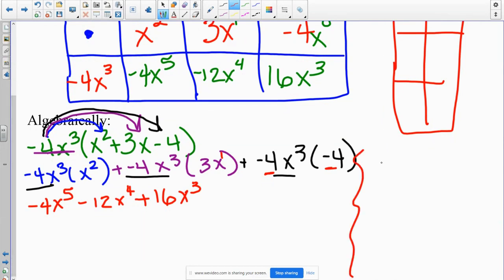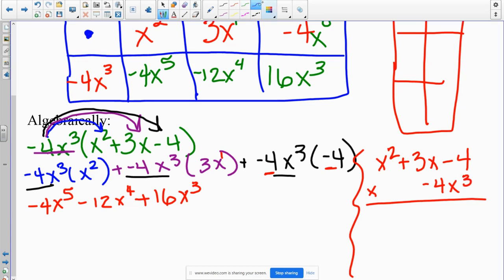Okay, so we're going to take the trinomial and put that on top because that's bigger. So we're going to have x squared plus 3x minus 4. And we're going to multiply that times, so vertically here is kind of like a traditional multiplication problem, negative 4x to the third power. So it's just like distributing. You distribute all the time when you multiply integers too. You're going to distribute to the first term, the second term, and the third term. So it looks mathematically just like horizontally, it's just more vertical.